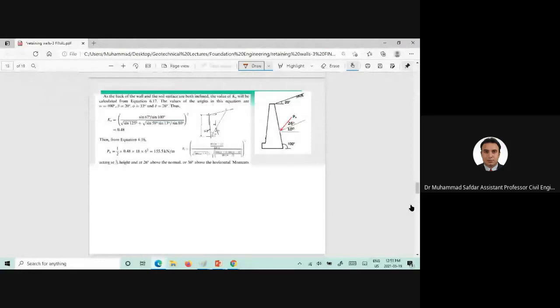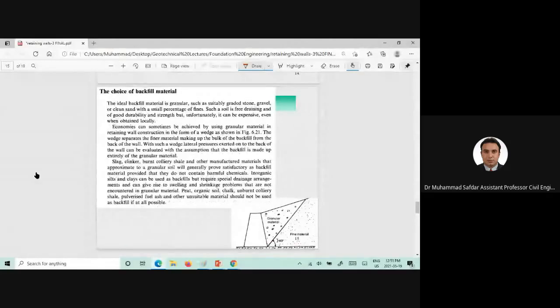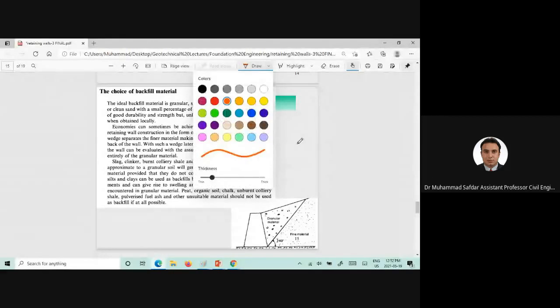There's a bit of theory here which we need to discuss in order to understand the choice of the backfill material. Now, as you can see here, if this is the retaining wall, the preferable material as the backfill material is the granular material. And what could be the possible reason? You have already studied the retaining wall in Geotech 2. What could be the possible reason that we choose the granular backfill material?